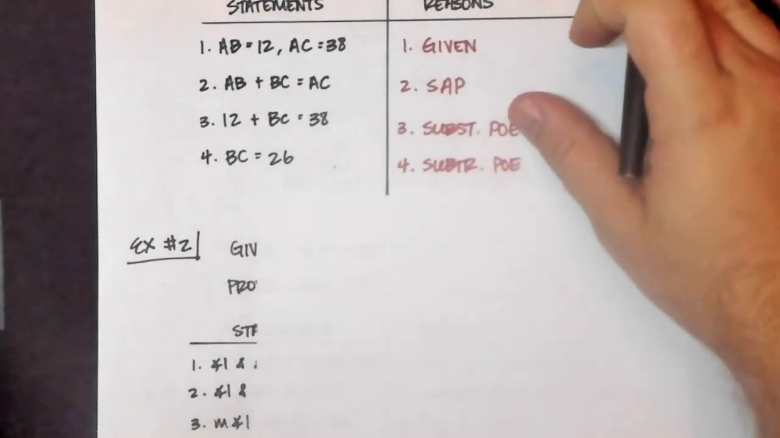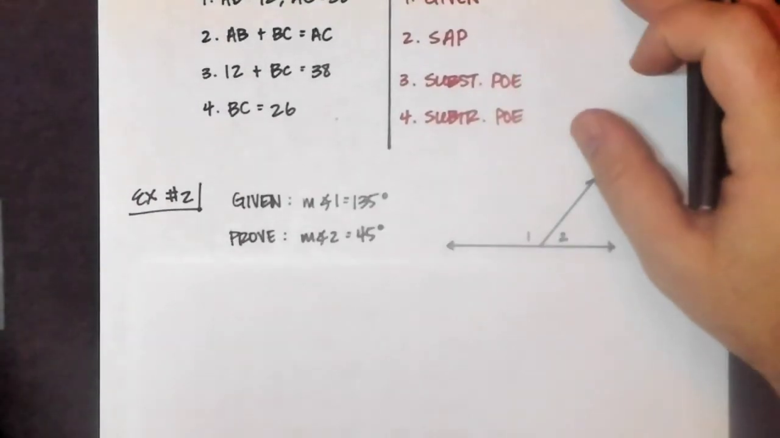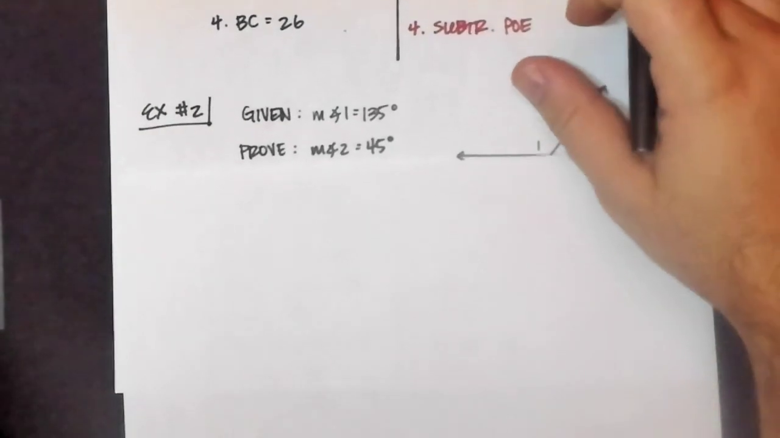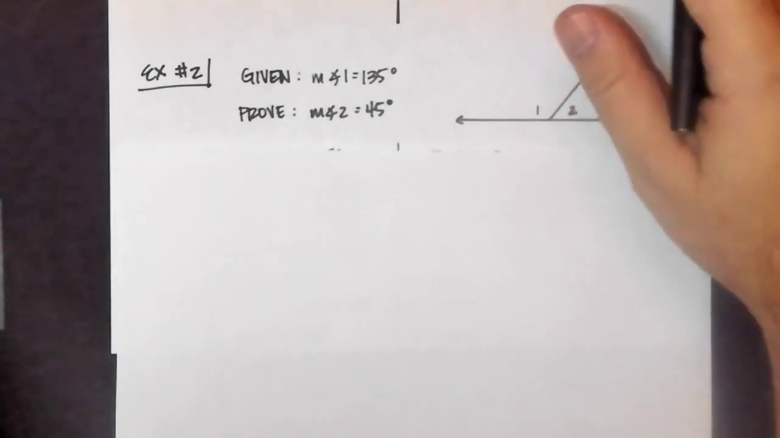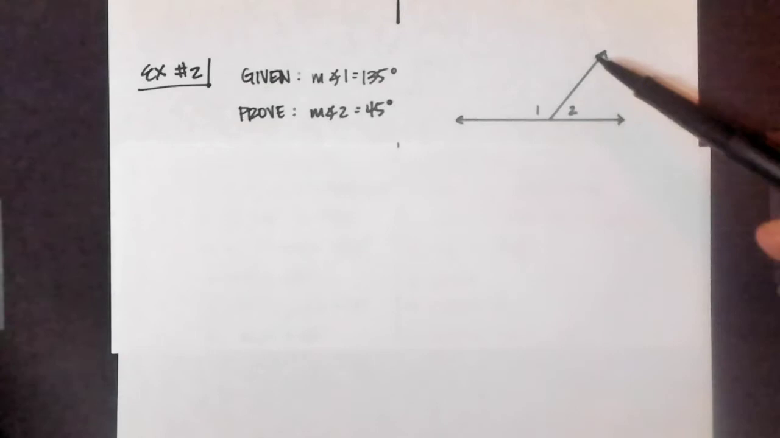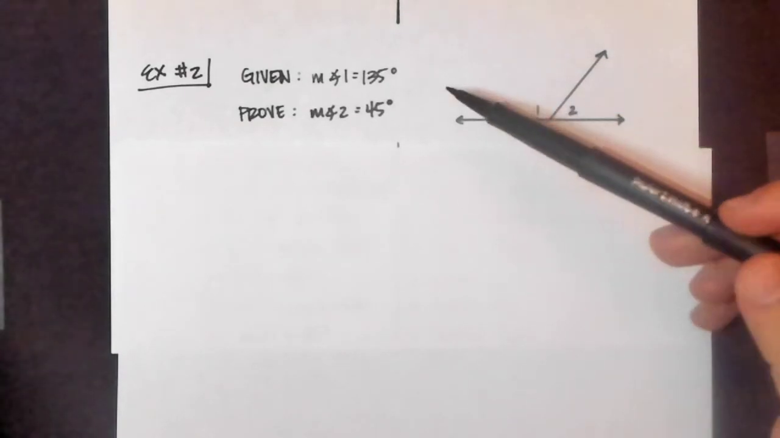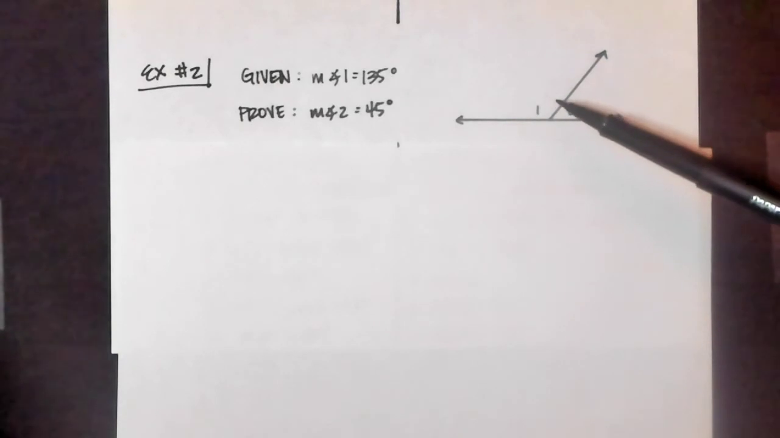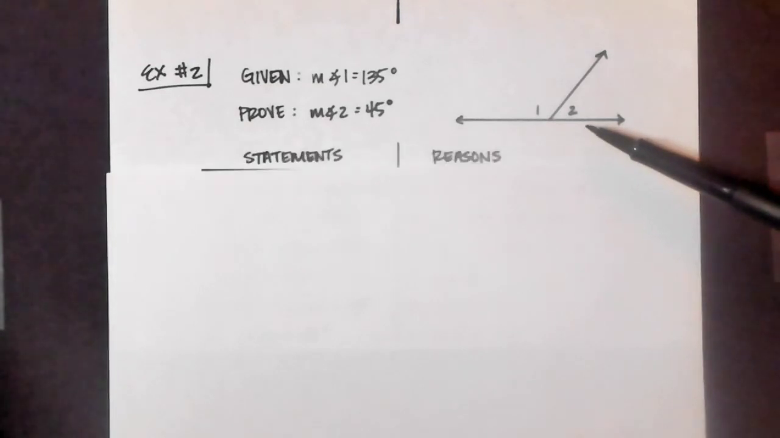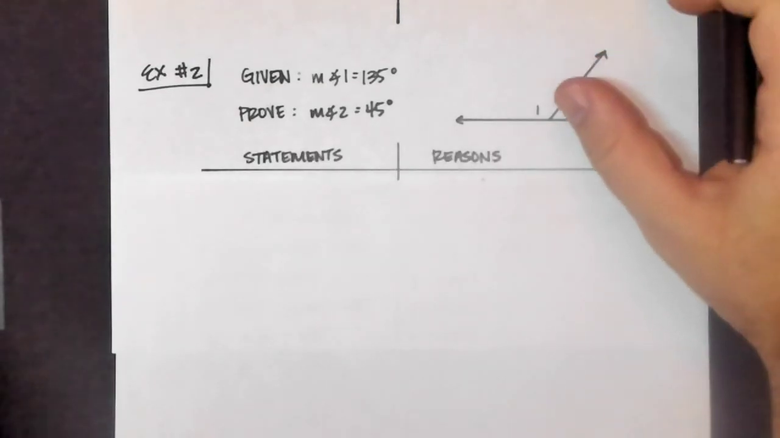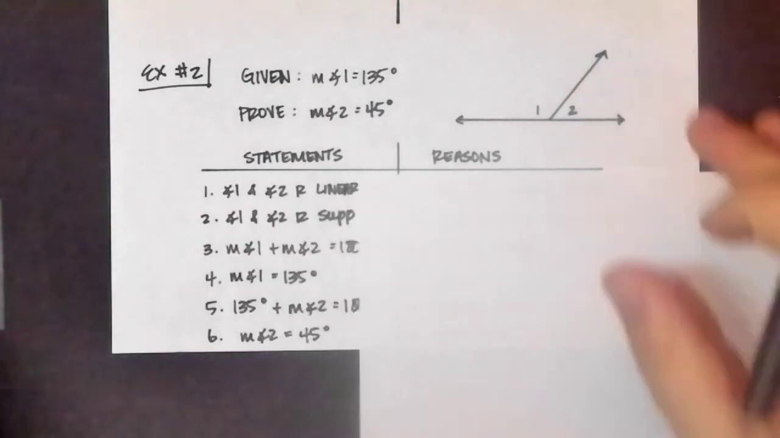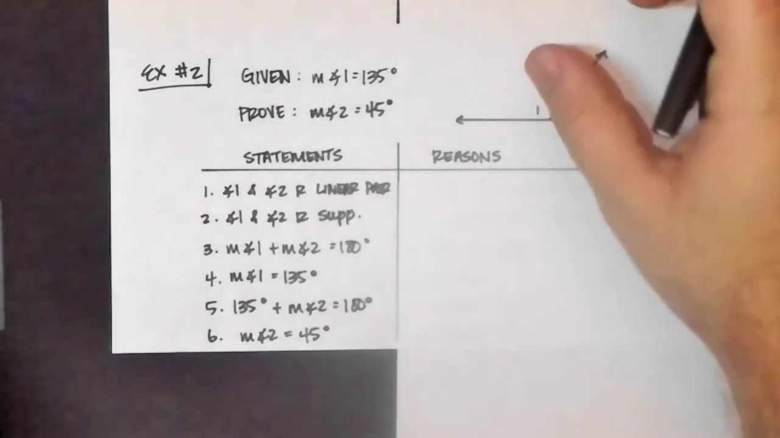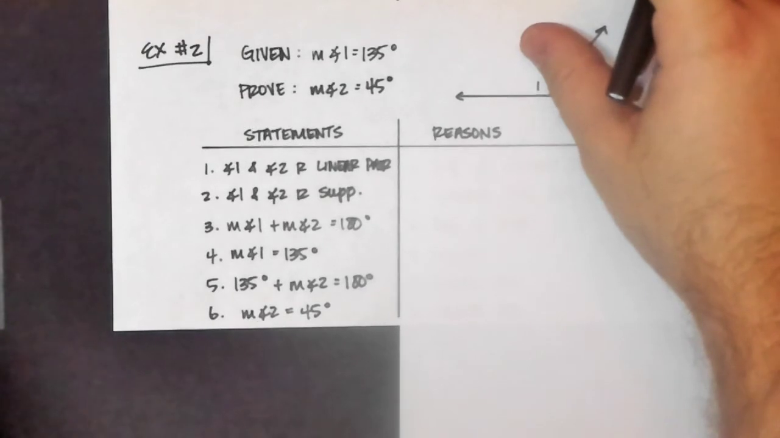All right, let's look at one that deals with angles. Okay, we're provided with this picture here, and we're also told that the measure of angle 1 is 135 degrees. And we're told to prove that the measure of angle 2 equals 45 degrees. So let's go through the steps here. All right, we have our statements on the left and our reasons on the right. So here's our list of statements.